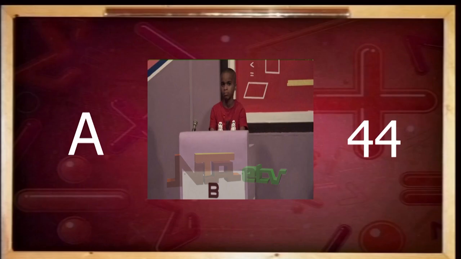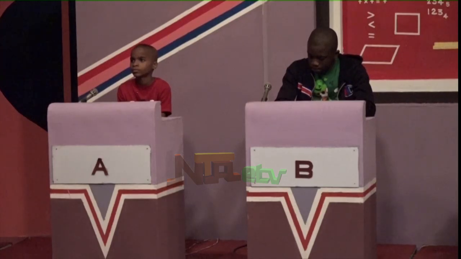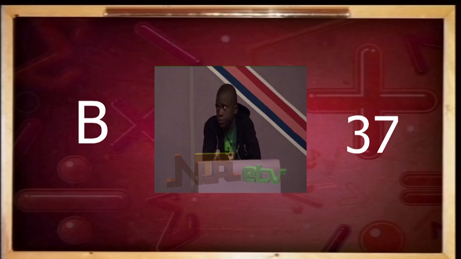The results are in for our final stage of the competition, and this is how they performed. Contestant A scored 44 points, and contestant B scored 37 points. And that simply means that we have a winner on today's outing here on Work It Out. We will be giving them their prizes in just a moment. Join us again.